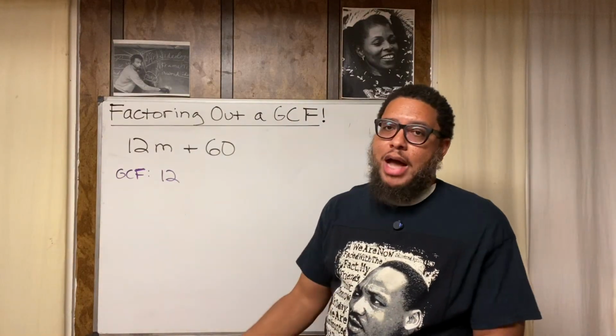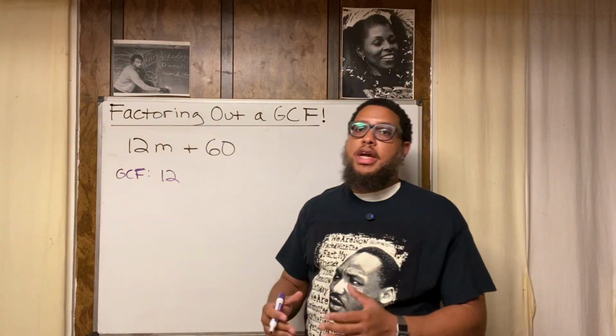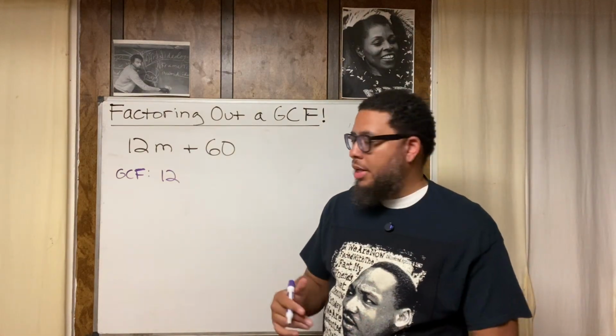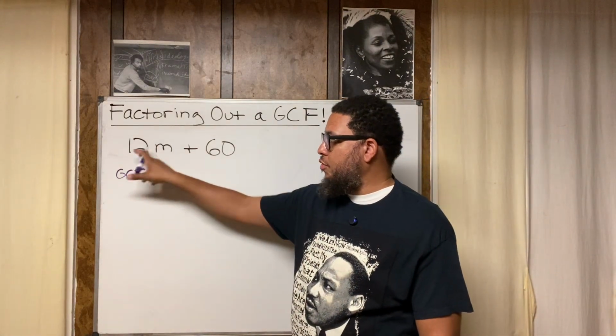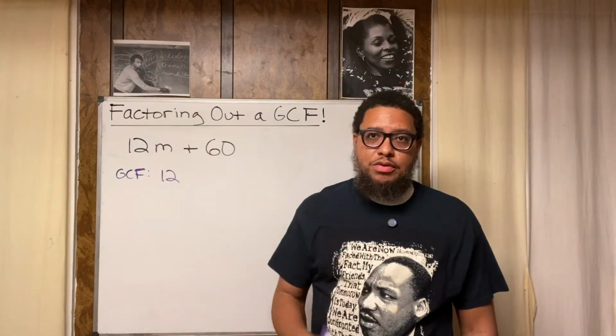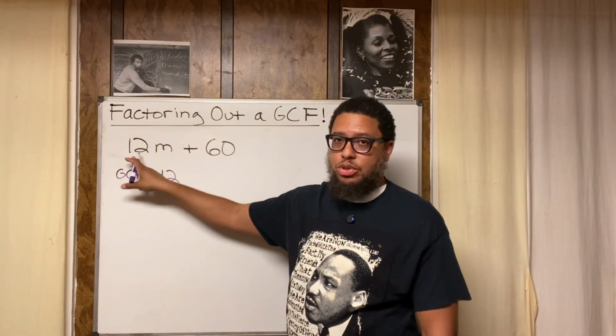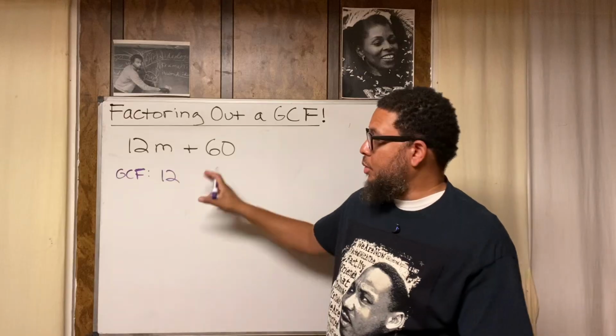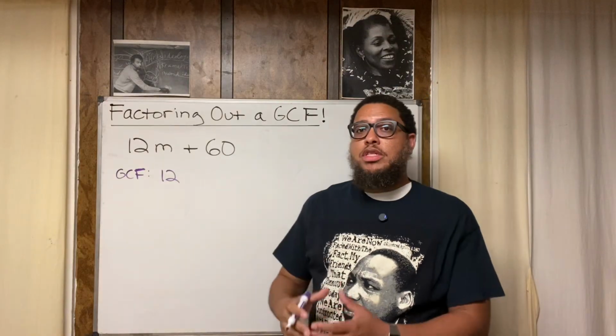Now, why is 12 the GCF? Because 12 is the greatest number, or the biggest number, that can multiply into both 12 and into 60. Because what is 12 times 1? 12 times 1 equals 12. What is 12 times 5? 12 times 5 equals 60. 12 is the biggest number.